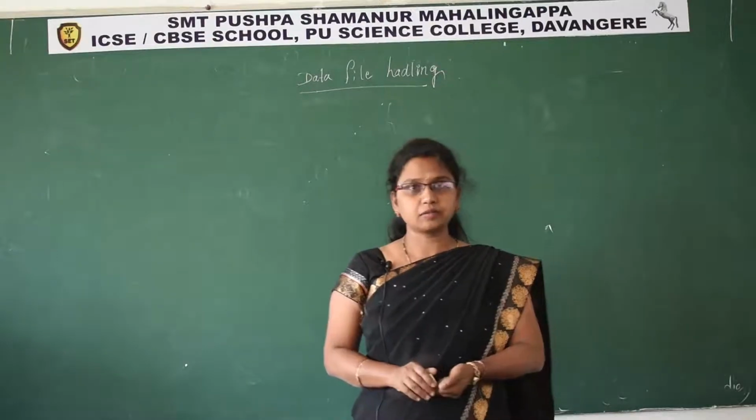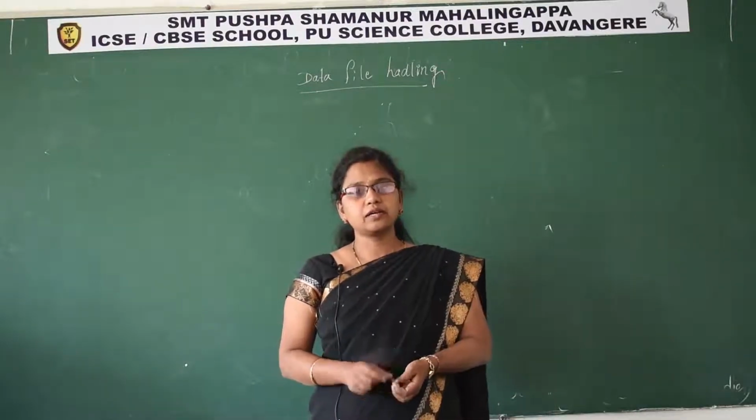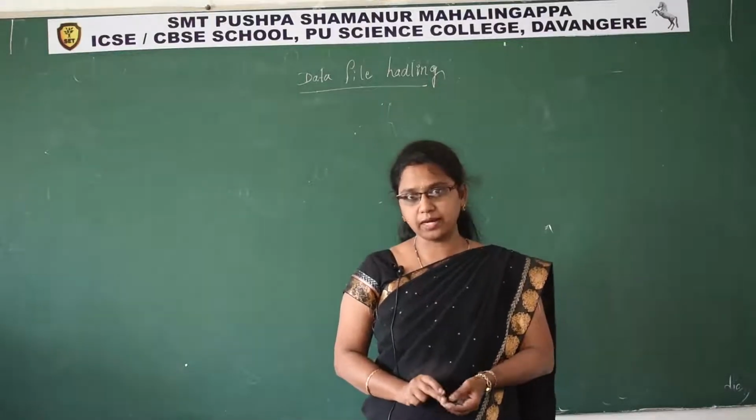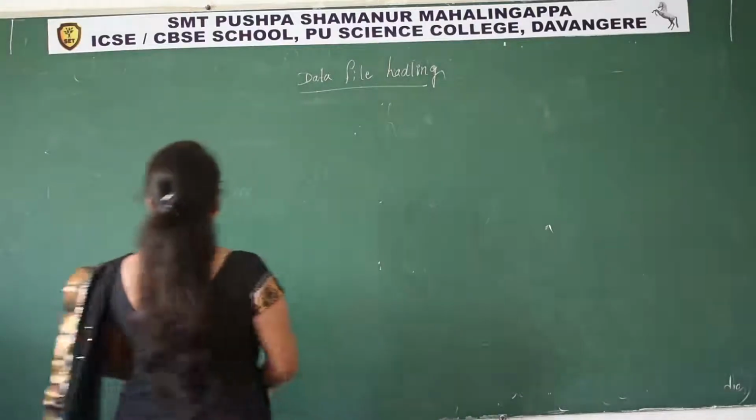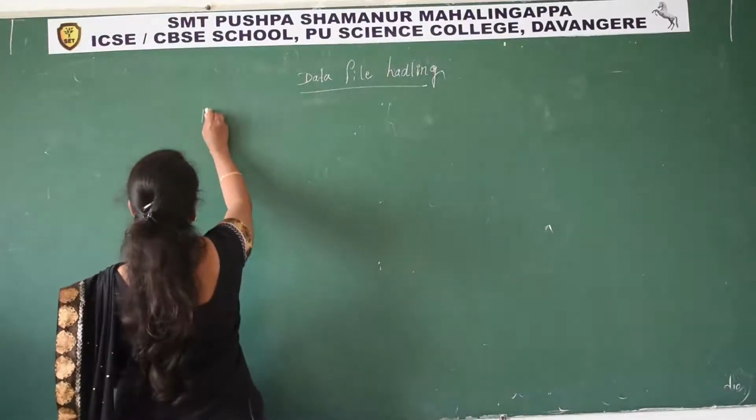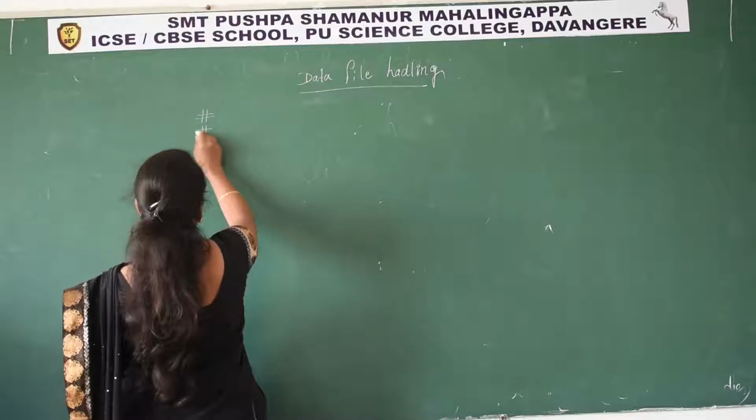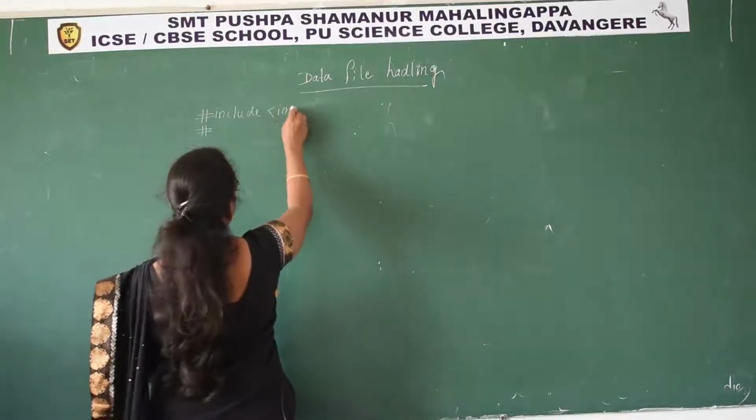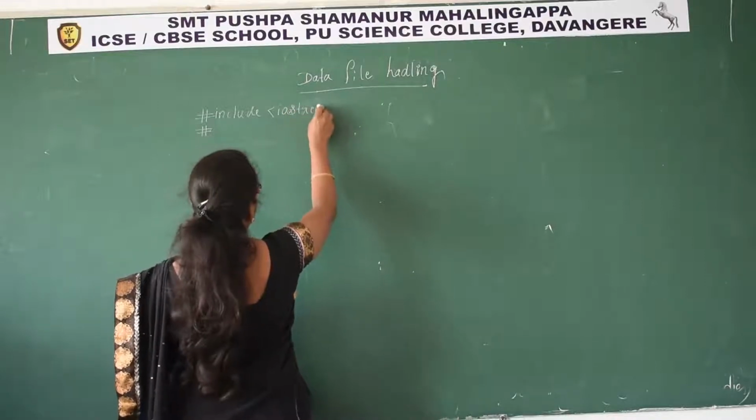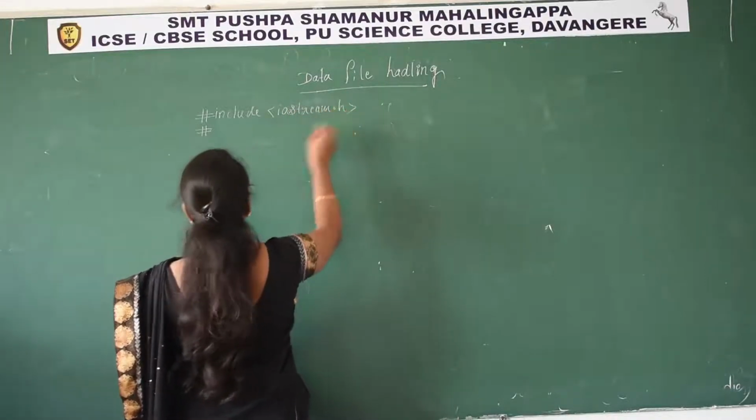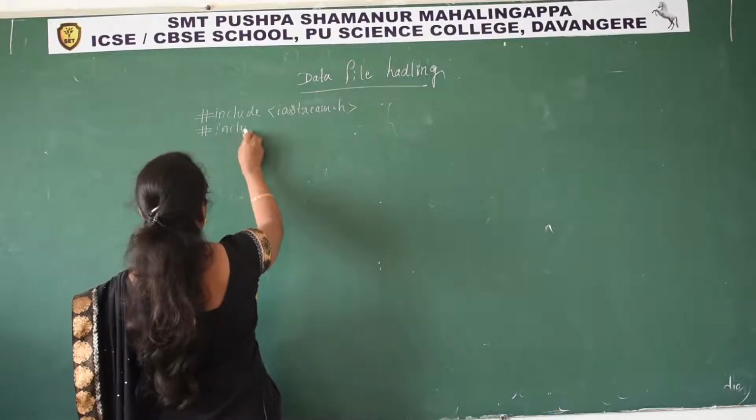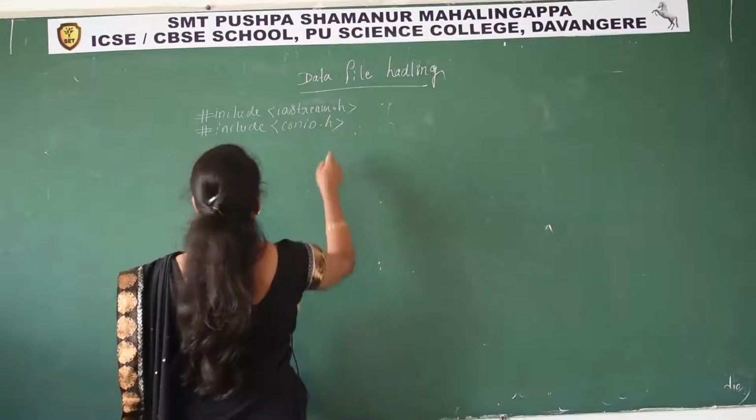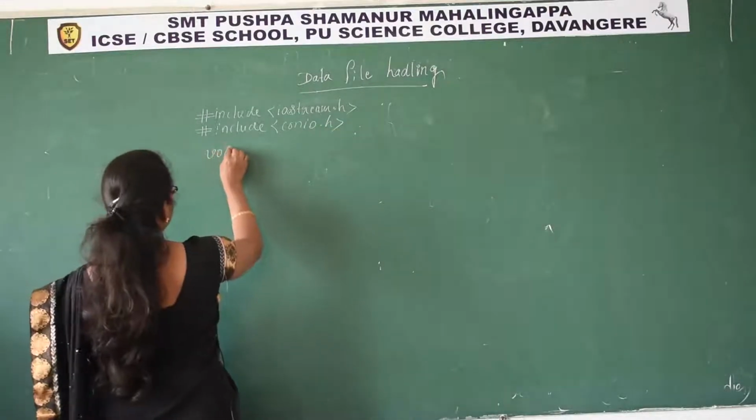Next, let us write a text into the disk file, that is a text file. Now I am talking about the text file. I will explain through an example. #include <iostream.h>, #include <conio.h>, void main.